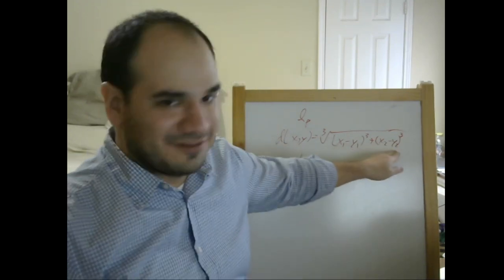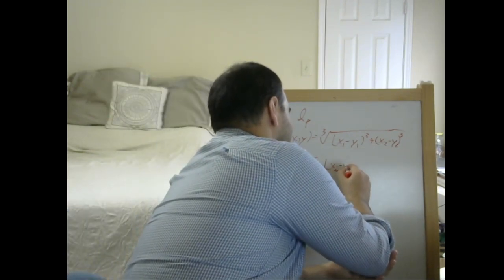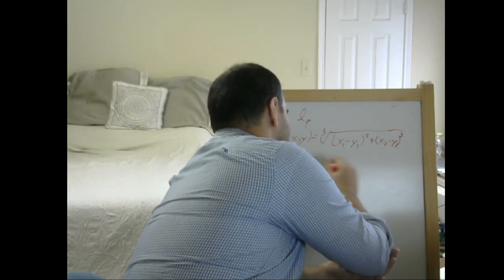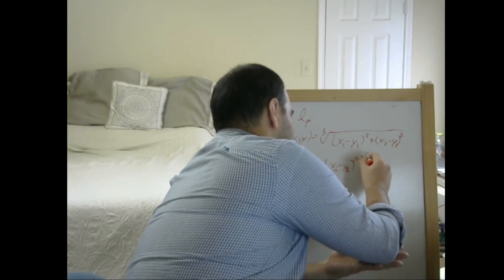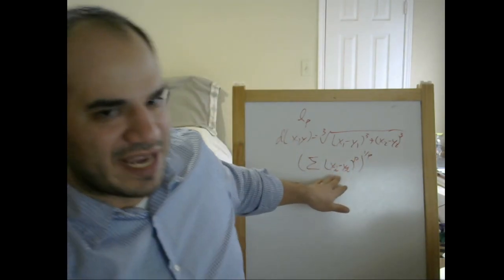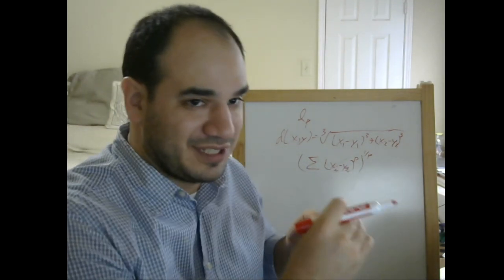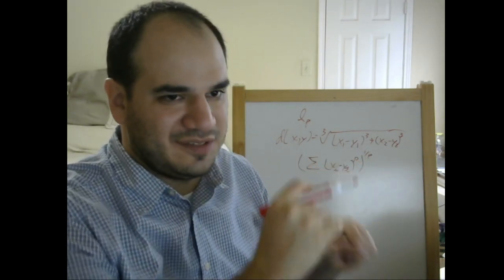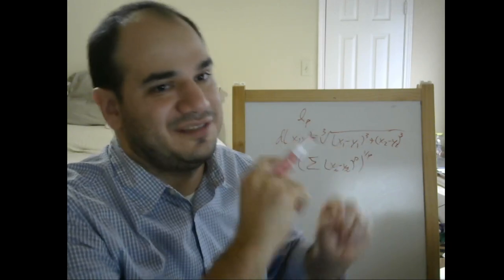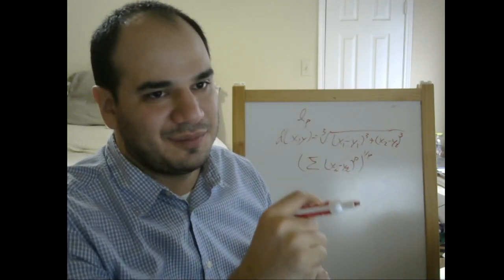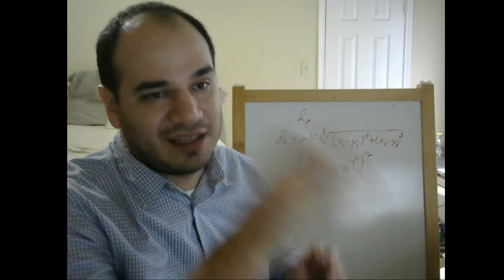and we're adding together the differences coordinate by coordinate, so the x coordinate of the first point minus the x coordinate of the second point, the y coordinate of the first point minus the y coordinate of the second point, the z coordinate of the first point minus the z coordinate of the second point, and so on and so forth.